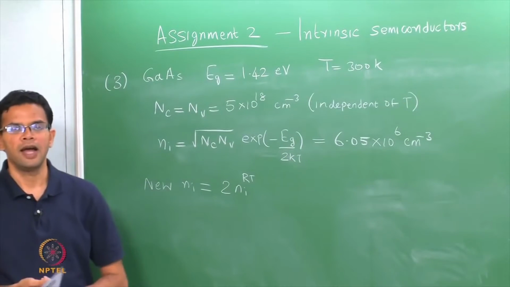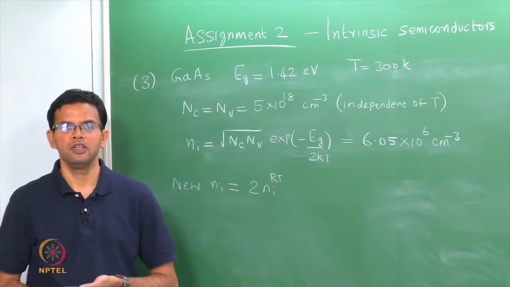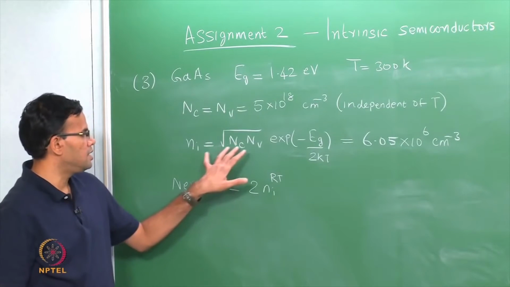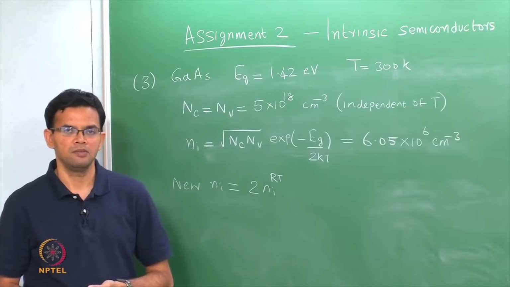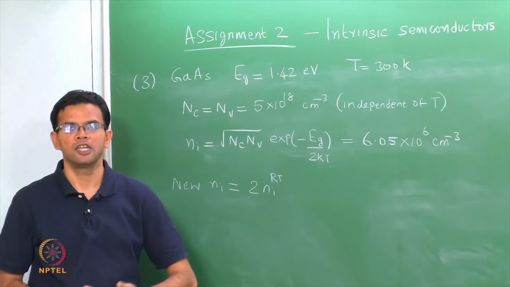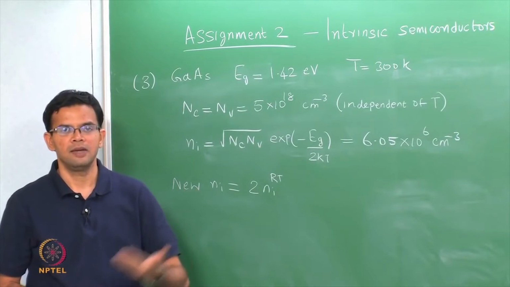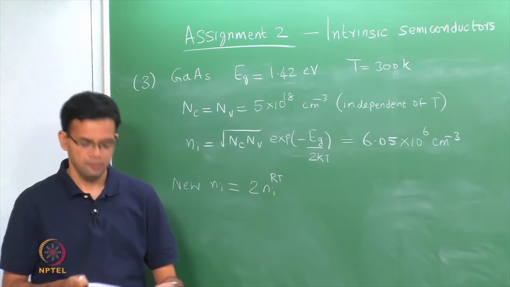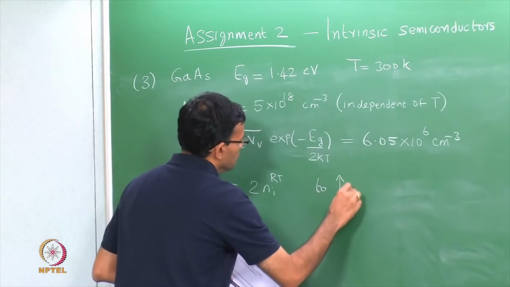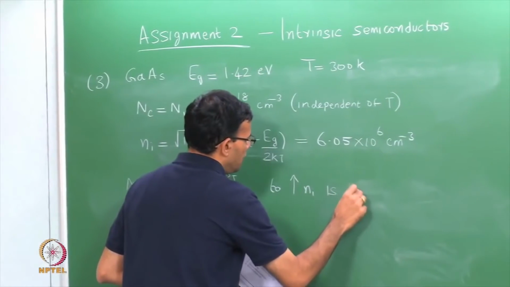If you are not allowed to add dopants, and if you look at this equation, the only way to increase Ni is to increase temperature. Ni also depends on temperature through this exponential term minus Eg over 2 kT. So, increasing temperature will once again increase Ni. So, the only way to increase Ni without adding dopants is to increase temperature.